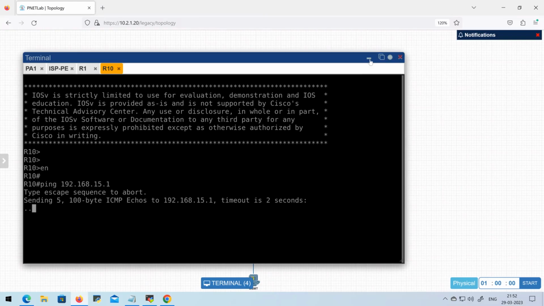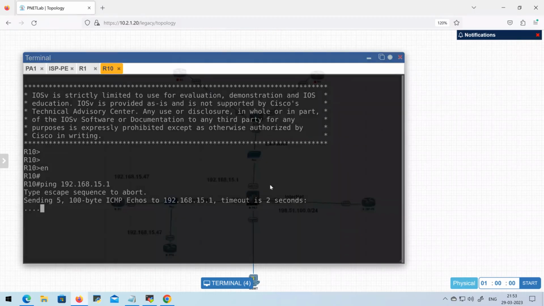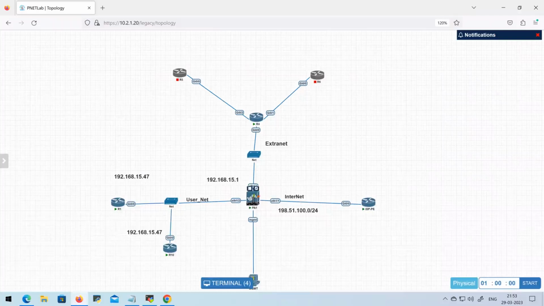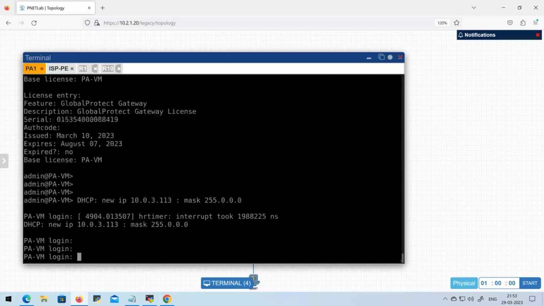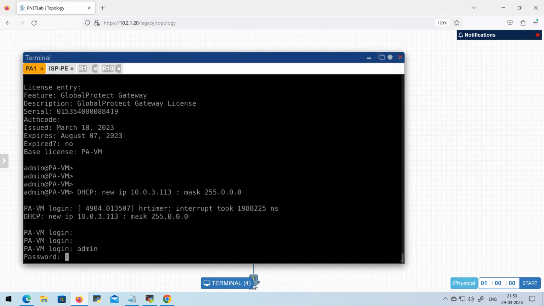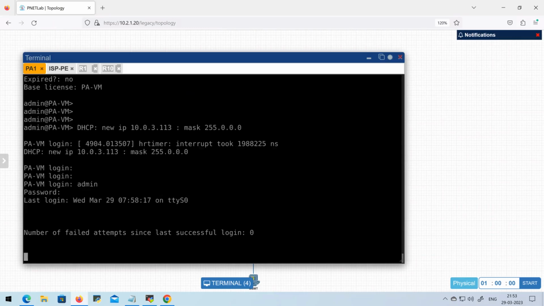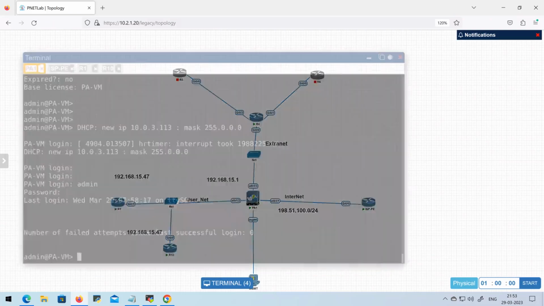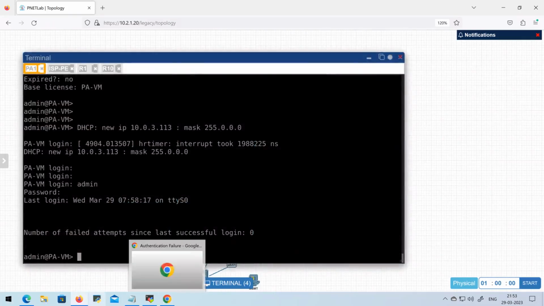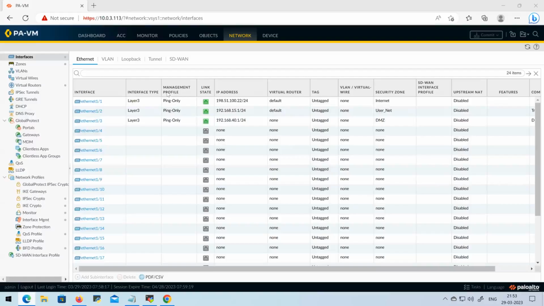We are talking about the control plane traffic to its own interface, right? We are not transiting anywhere. Something is wrong. Let's see. To have a ping, all we need is a management profile connected with it, right? That's it.